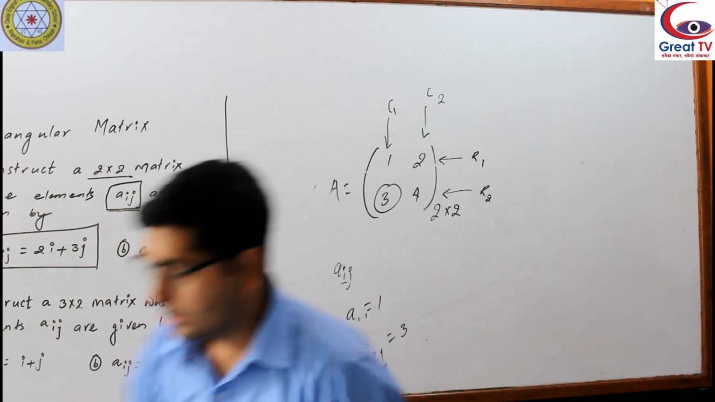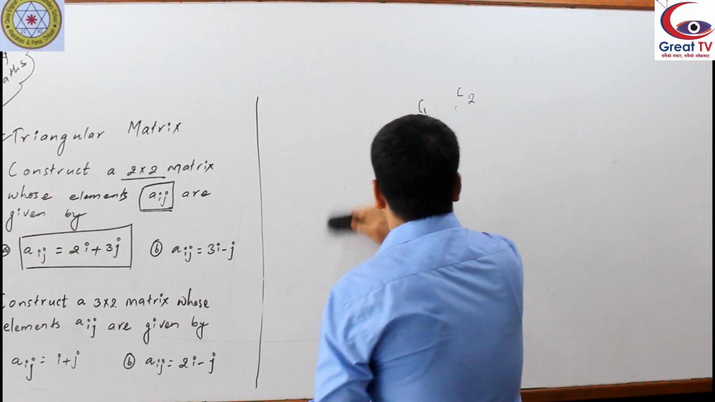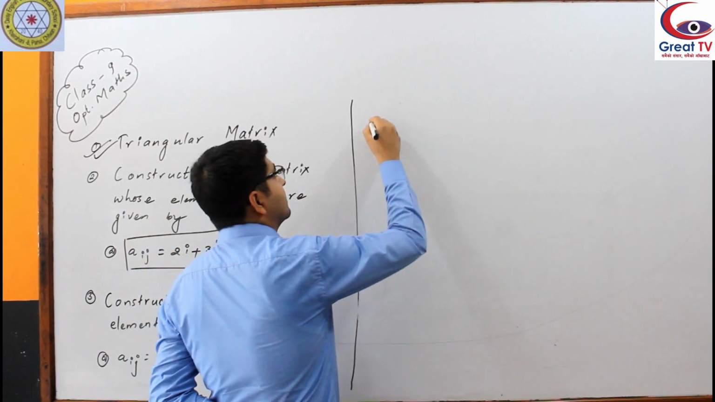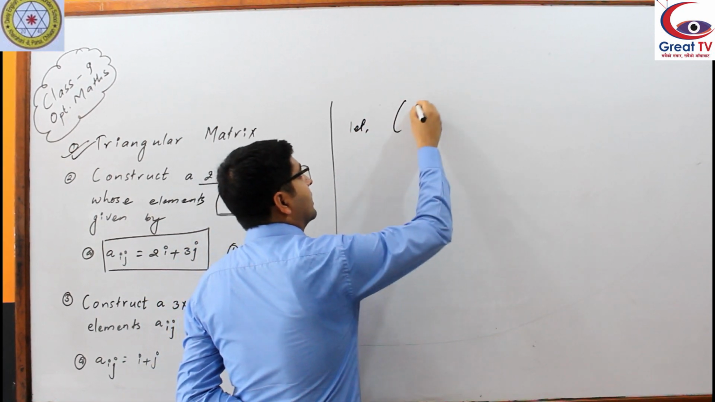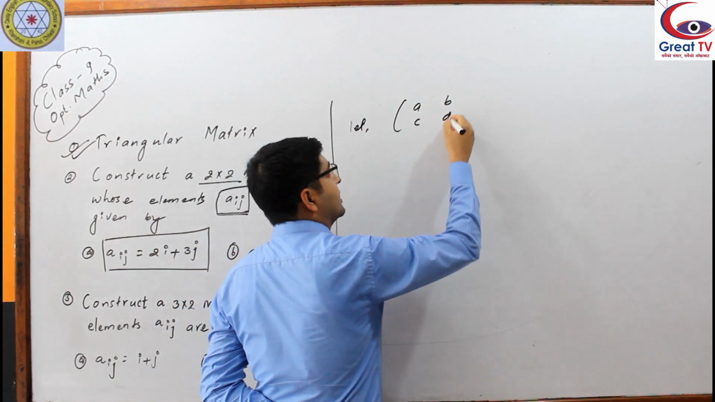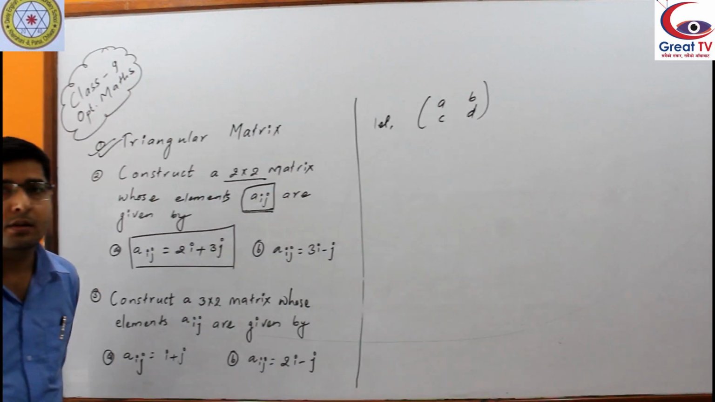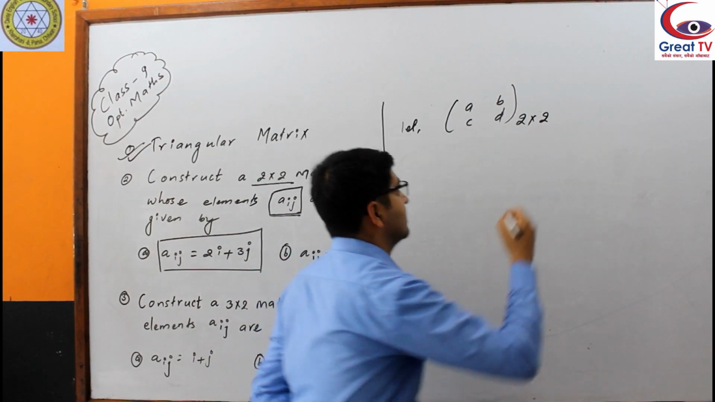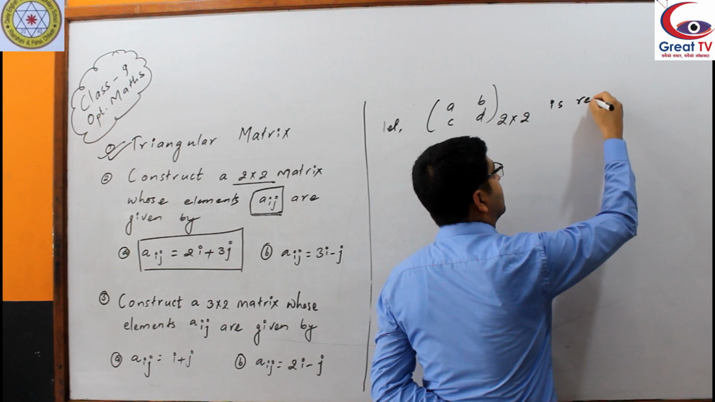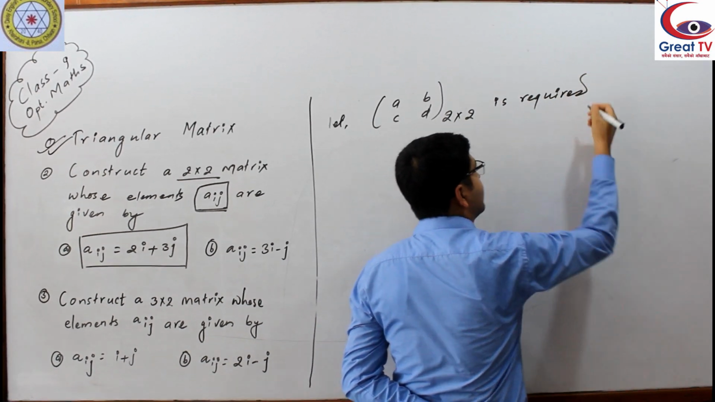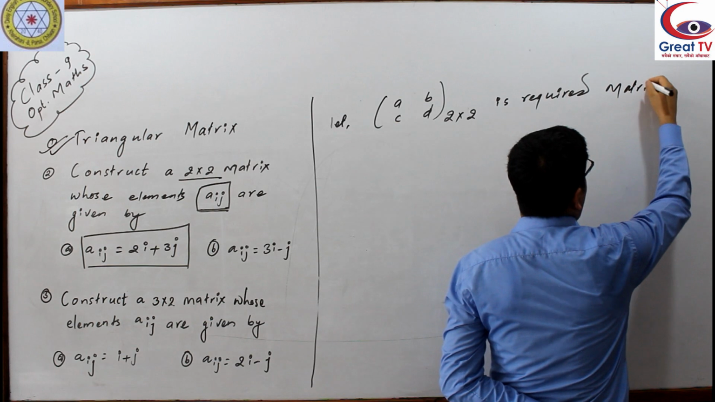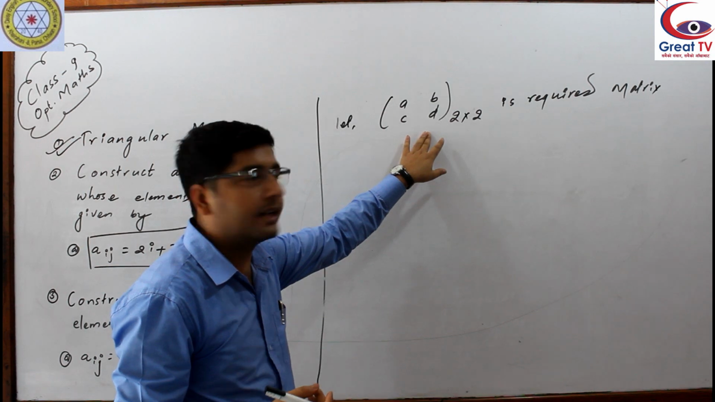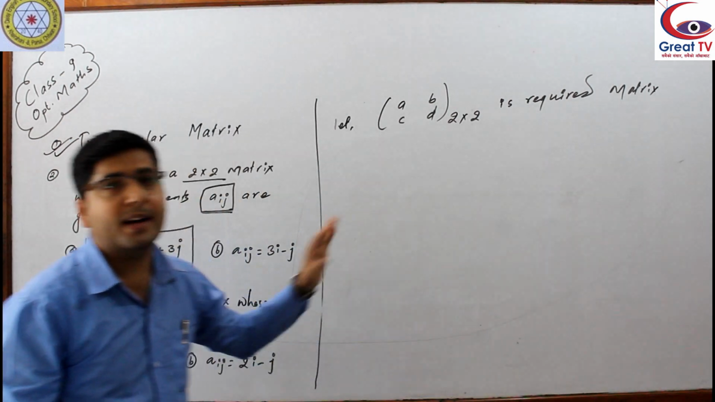Now, you can see here we have to construct a 2 by 2 matrix. So let the matrix be A, B, C, D. The order of this matrix is 2 by 2. Okay, let ABCD be the required 2 by 2 order matrix.